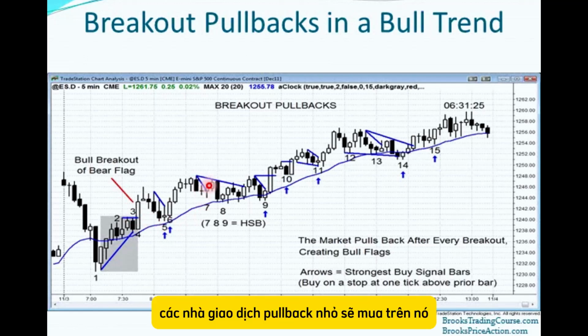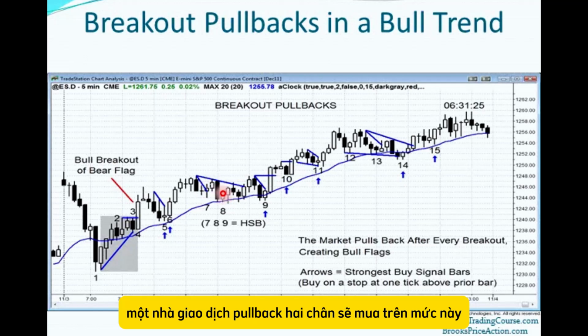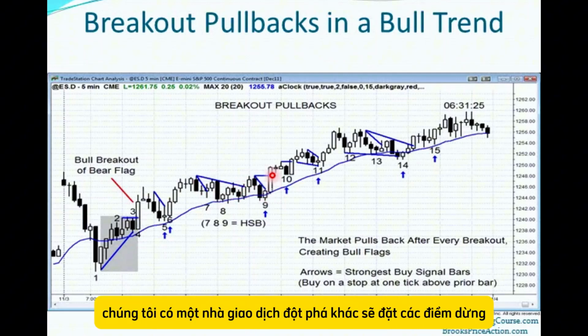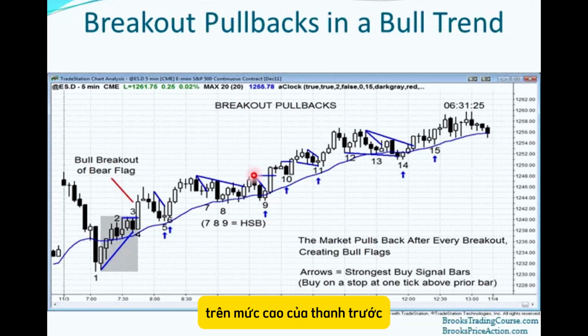Small pullback, traders will buy above it. A two-legged pullback, traders will buy above this. So here we have a high 2 bull flag. We have a breakout from it, and we have a pullback. Traders will buy this pullback. We have another breakout. Traders will place buy stops above the high of the prior bar and buy there.